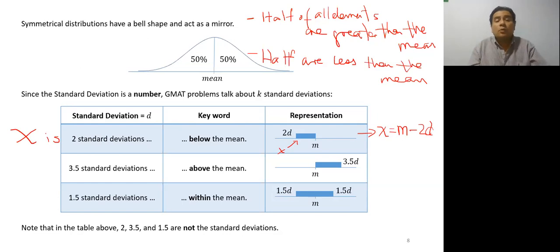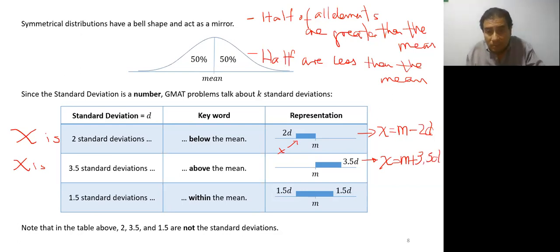Now, if they told you that a variable x is 3.5 standard deviations above the mean, it means a value greater than the mean. And the value would be the mean added with 3.5 times the standard deviation. So this would be the value x.